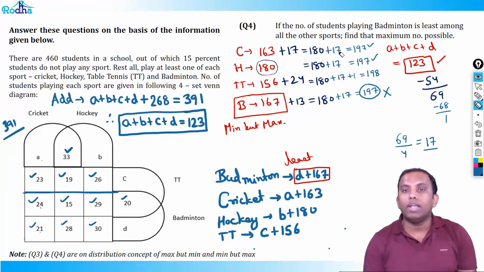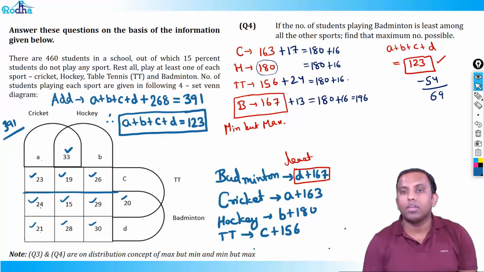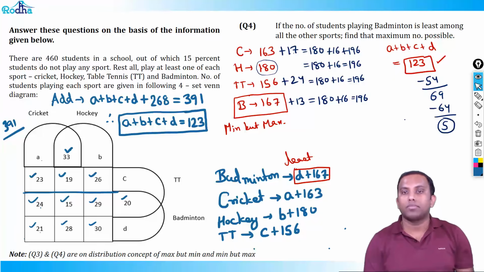That's why, to avoid this kind of situation, in case of minimum but maximum, have one more chocolate in hand. So 17 is not that good a number. The next best number is 16. So I should give 16 to everyone: 16, 16, 16, 16. All become 196, 196, 196 and 196. And 16 times 4 is 64, so I'm left with 5 chocolates now.